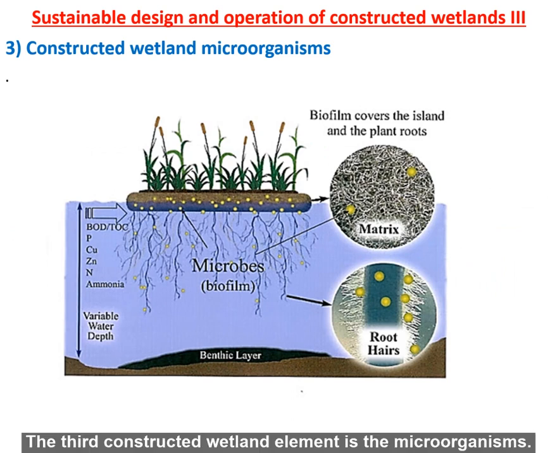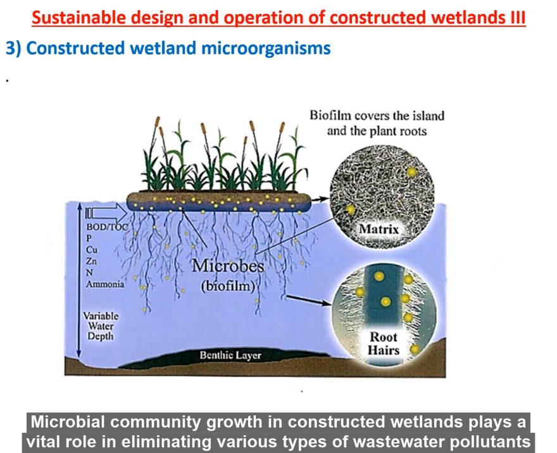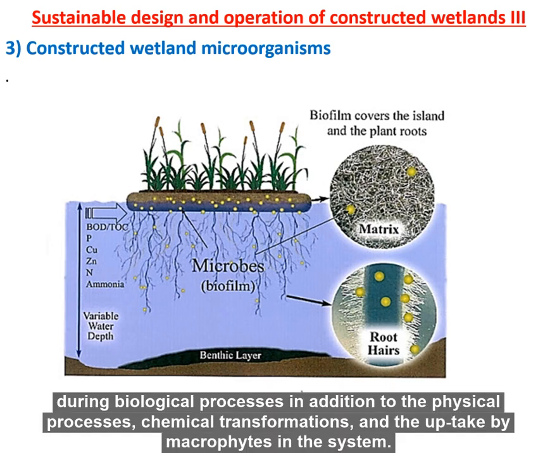The third constructed wetland element is the microorganisms. Microbial community growth in the constructed wetland plays a vital role in eliminating various types of wastewater pollutants during biological processes, in addition to the physical processes, chemical transformations, and the uptake by macrophytes in the system.